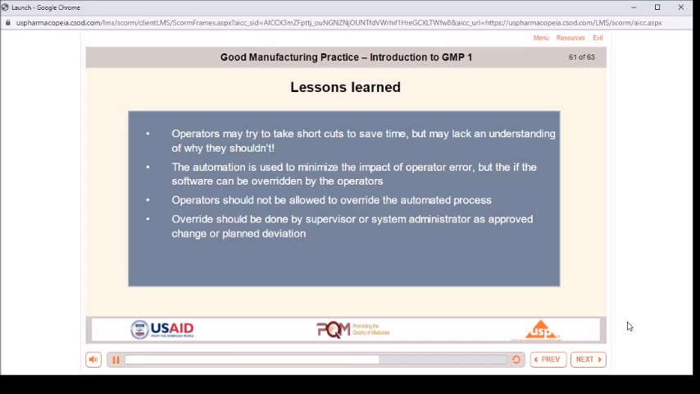Operators should not be allowed to override an automated process. Any override should only be performed by someone with supervisor or administrator rights and should only be performed under change control or as a planned deviation, or as a temporary approved change to the process.